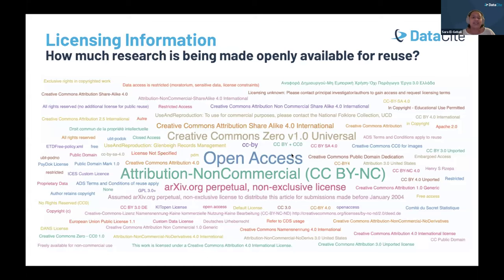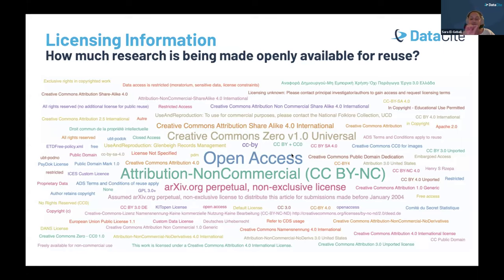So for example, we see here the word cloud highlights the most common types of licenses that are used and are captured in the DOI metadata. And we can see a lot of CCs, CC0, CC1, and so on. And these licenses are important for promoting open access and facilitating the reuse of the research data. So that's where it aligns with open science principles.